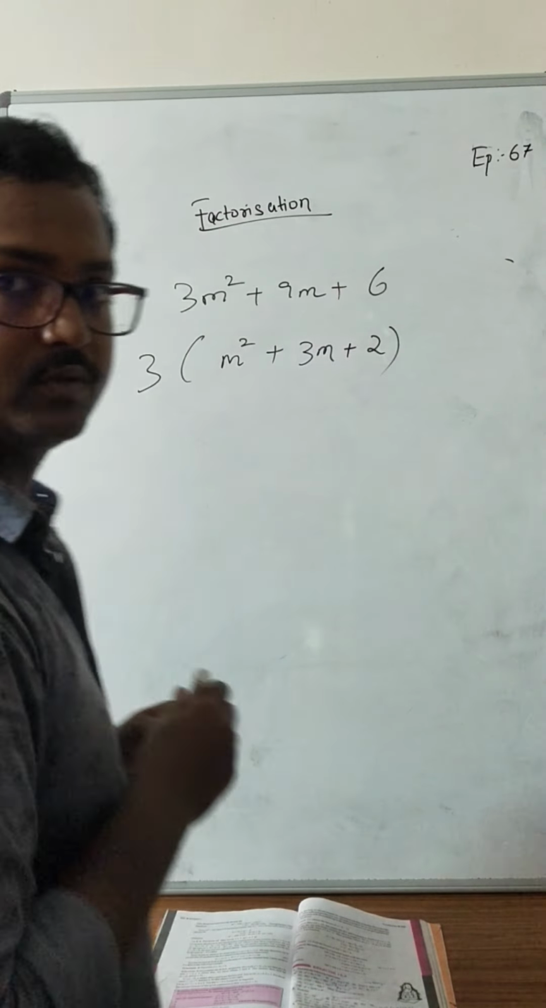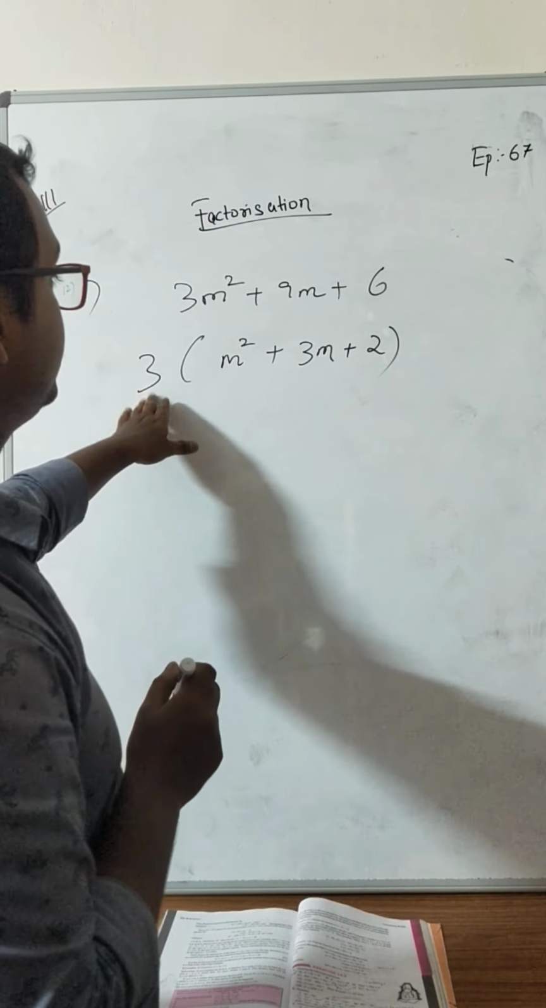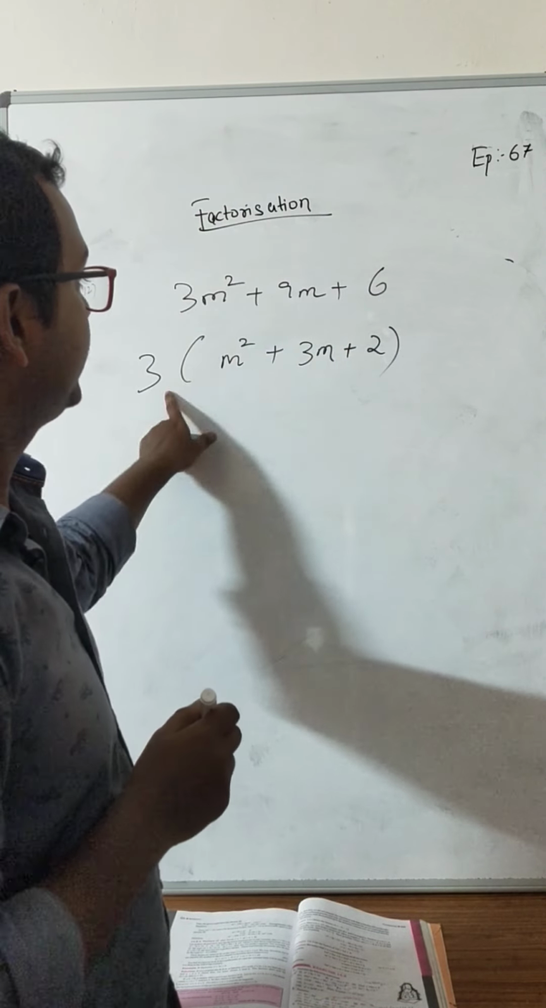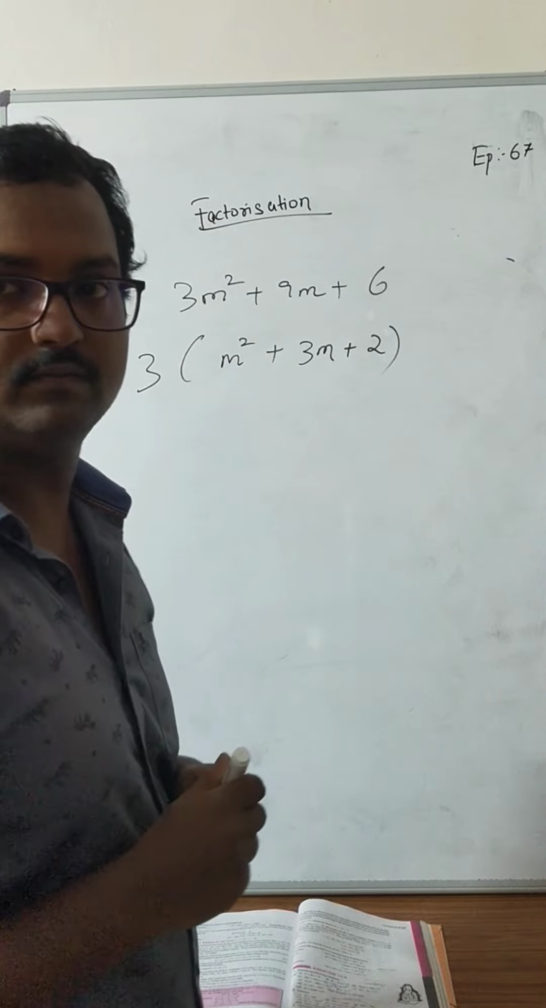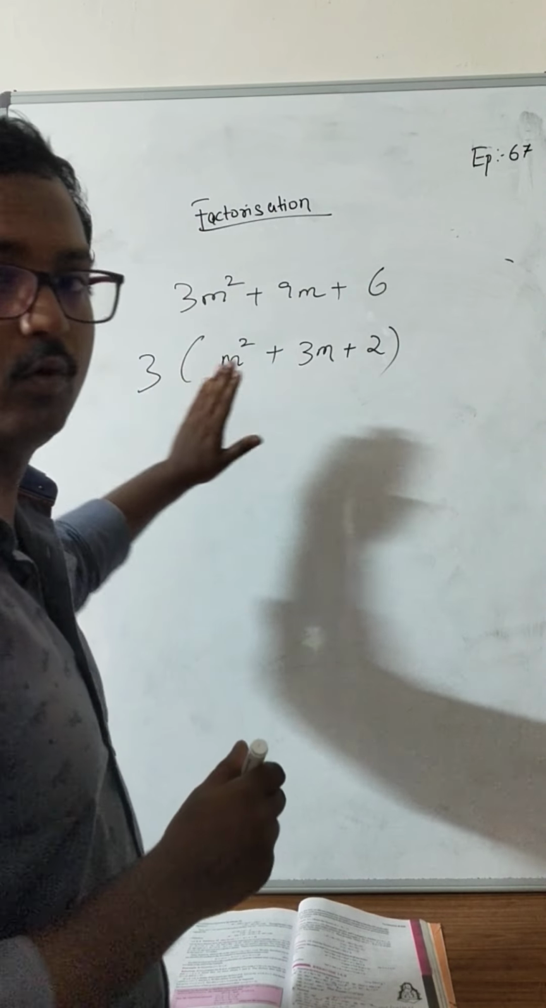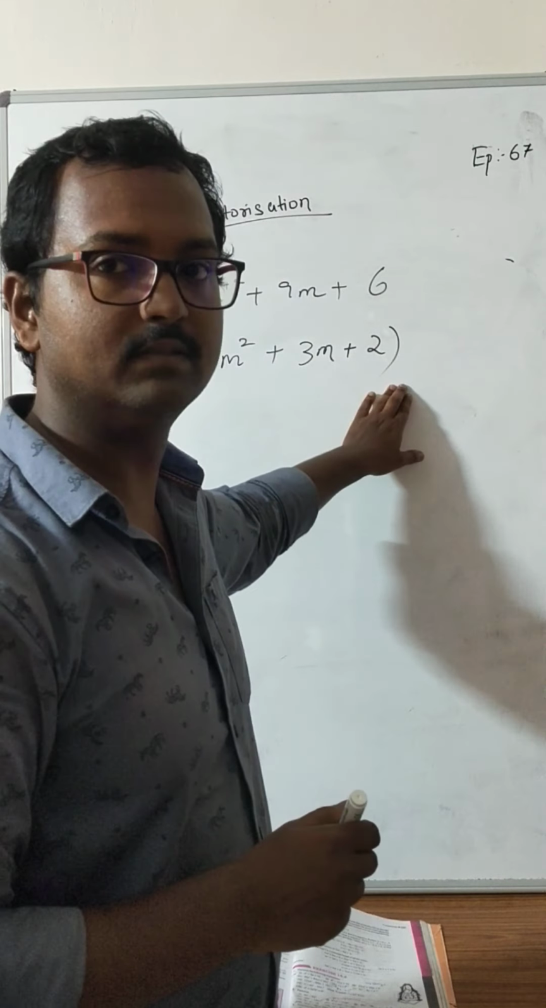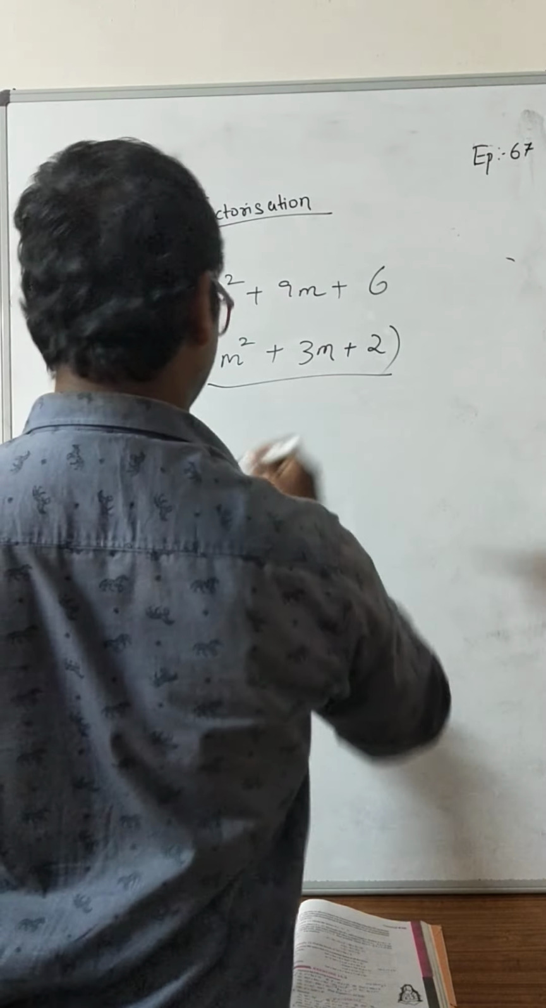Now just to make sure that we have not done wrong, just expand it. 3 into m square, 3m square. 3 into 3m, 9m. 3 into 2, 6. Yes, we have done it correctly. We have taken 3 common. Now the second thing is we are going to factorize this term using product and sum.